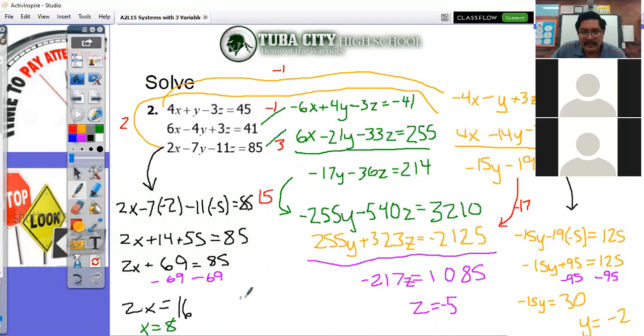So let's go ahead and put them in order. So x, y, z. All right, there we go. Now these do take a little bit of time to work out.